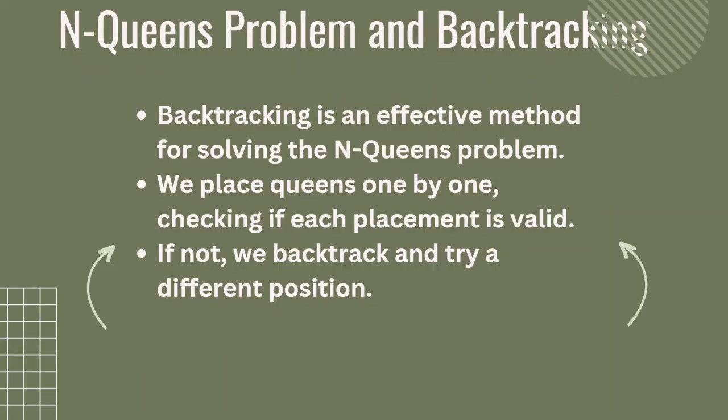So how do we solve this? I am going to solve this using backtracking. We place the queens one by one, checking if we have placed them in a correct position. If not, we will backtrack. That is, we will go a step back and try a different position. This is how we are going to solve the N Queens problem.